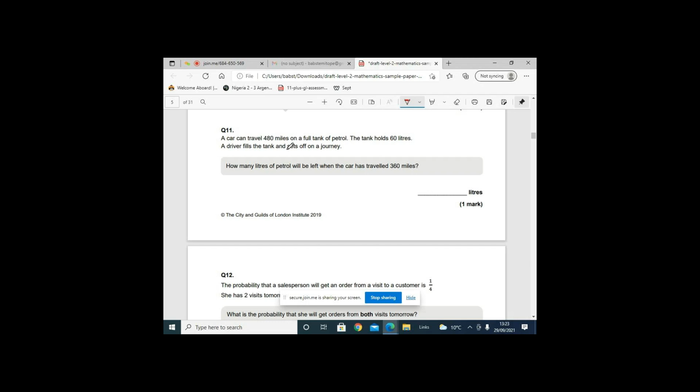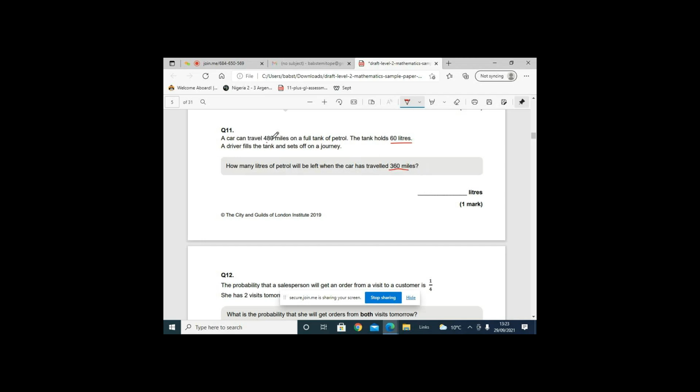Okay, so if I'm going to do it the way I'm thinking about it, I'm going to divide the 480 by 60, then times it by 360. Yes, you have to know what you need to do. So a car travels 480 miles on a full tank. A tank holds 60 liters. So that means these liters could travel 480 miles. So the driver fills the tank and sets off for a journey. How many liters of petrol will be left in the car when the car travels 360 miles?